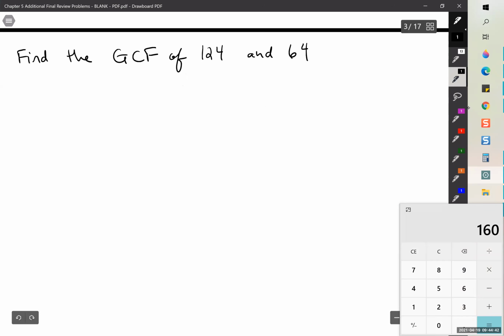Now, I'll give everybody a moment to attempt to find the GCF of 124 and 64. As a reminder, if it helps, remember that you need to find the prime factorization of both numbers. And then for the greatest common factor, you choose all of the common primes, but to the least exponent possible.